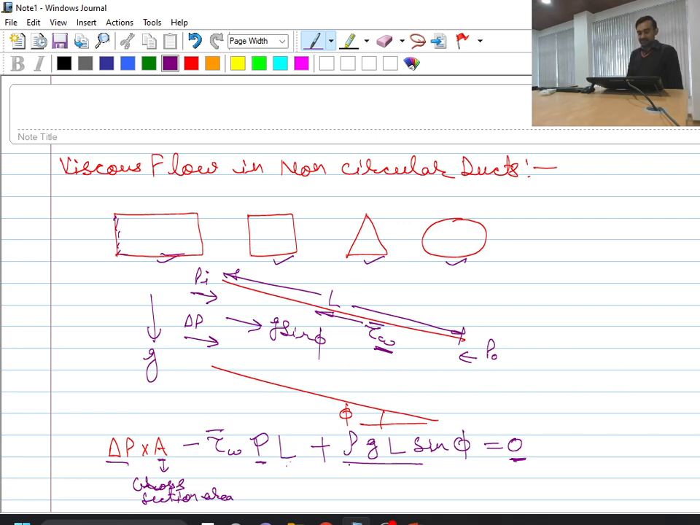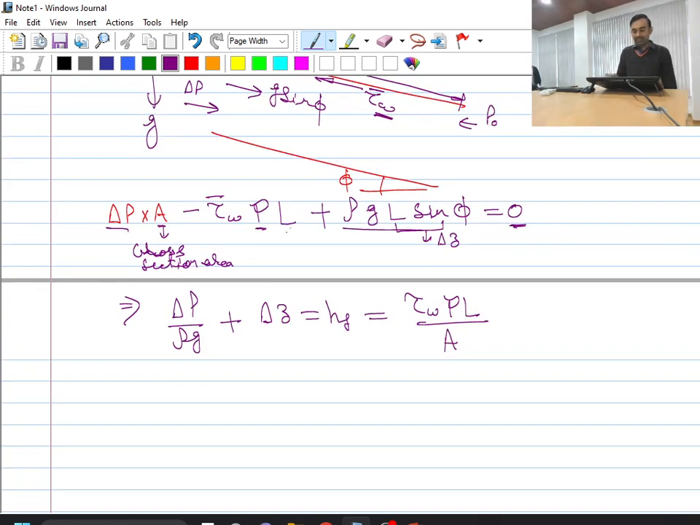Plus rho g L sin phi equal to 0, and of course this L sin phi represents nothing but the change of elevation between point 1 and point 2.